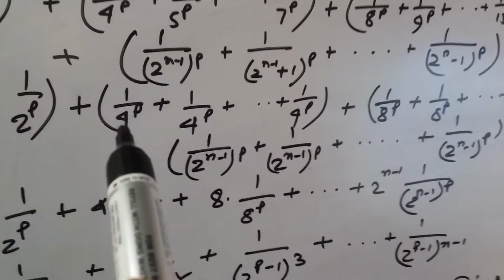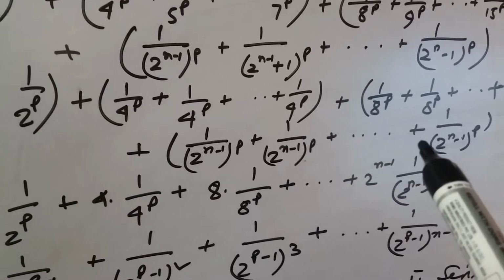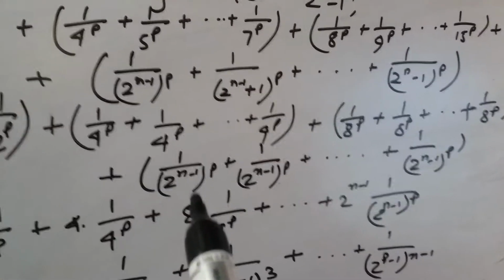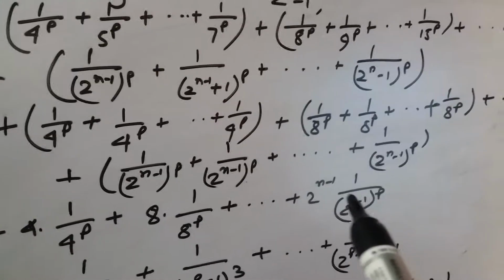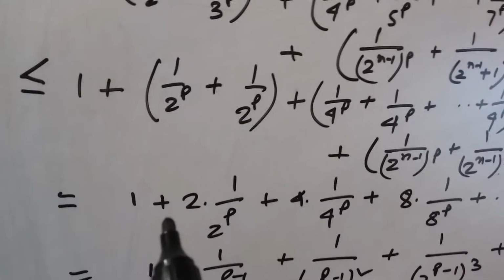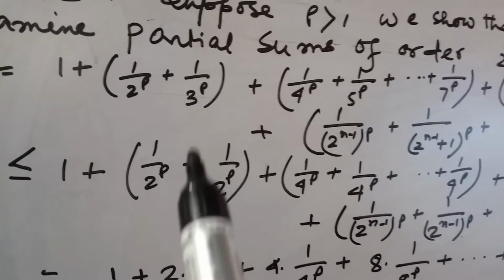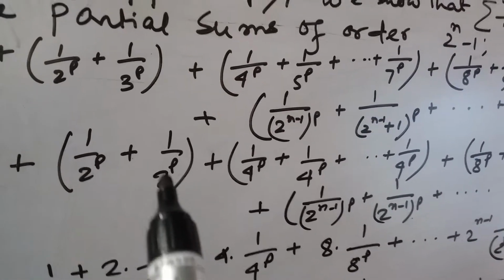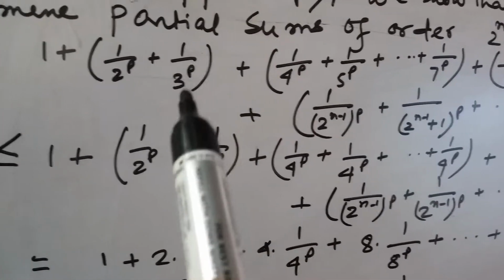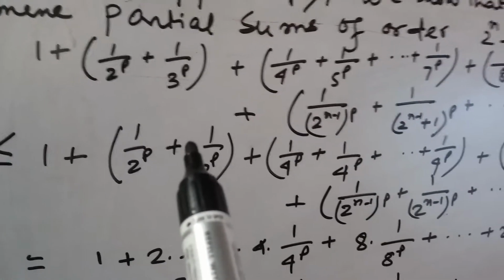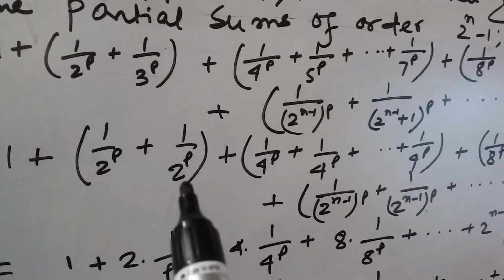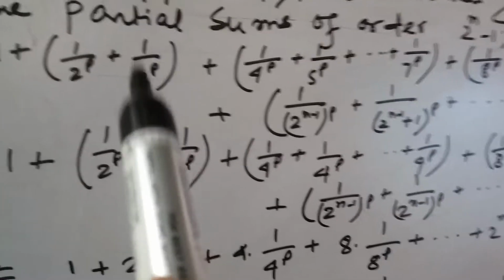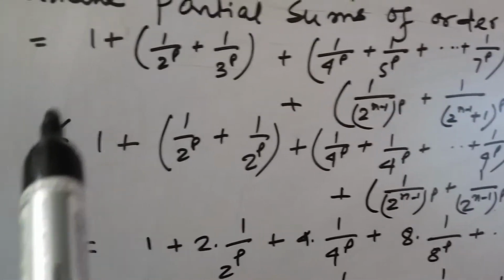Here you put 2 to the power n minus 1 terms. Here 8 terms means 2 to the power 3. Now you see, if you put 2 instead of 3, then the division will be less, since 3 is greater than 2, so the division will be less and this is greater than or equal to.